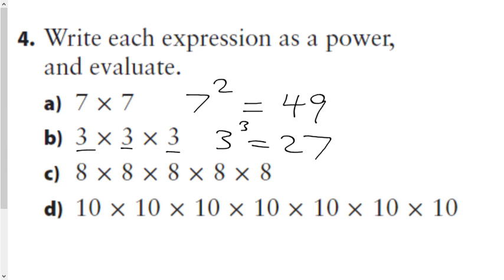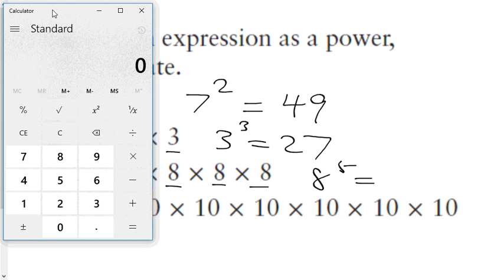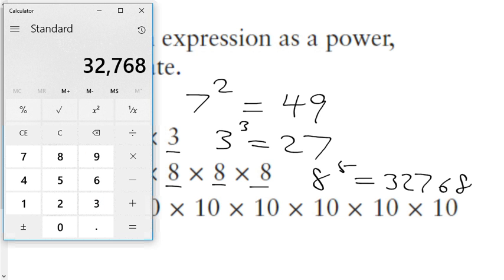The next one is 8 multiplied by itself 1, 2, 3, 4, 5 times. So 8 exponent 5. Now for these types of questions, it's probably easier to use your calculator to assess it. You could do the long way, which is repeated multiplication, and get 32,768. Or you can be wise about things and use your newfound button.